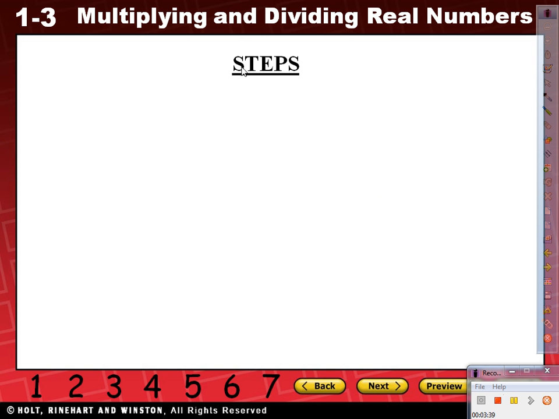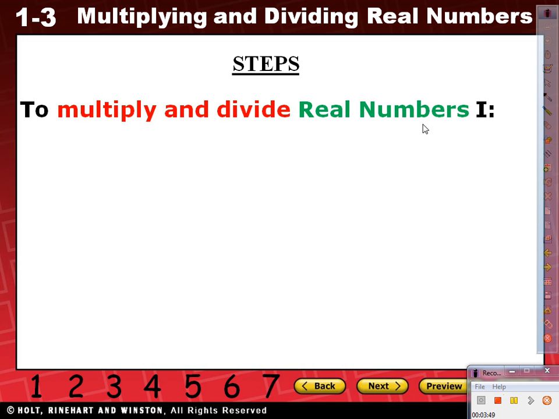Okay, underneath your Frayer model, write this down: Steps. And it says, to multiply and divide real numbers, step number 1, identify if the result is a positive or negative.